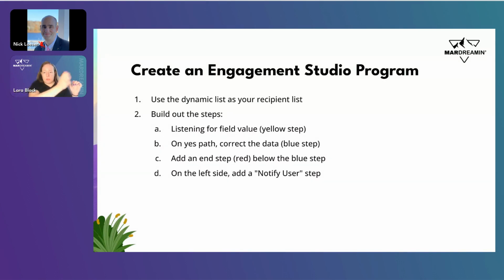So they went down the ultimate no path, and something's wrong with them. They didn't meet the exact criteria. They didn't get corrected. So that step has a notify user, which is usually me, to say, hey, Laura, something's wrong with your Engagement Studio program.